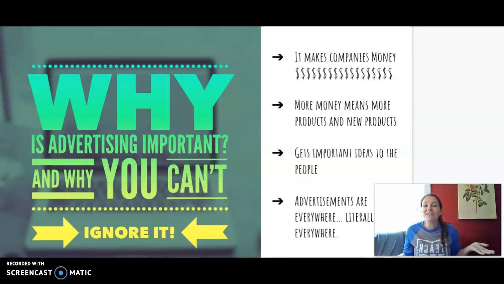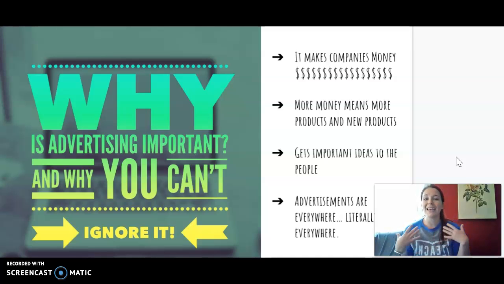So, why is advertising important and why can't you ignore it? Like I said, it's everywhere. These companies, they want to make money. If I wanted to have a company, I would show everybody, this is my product and this is how cool it is. The more money a company has means the more products they can make, and even new products like Nike. We don't want to wear the same shoe over and over, but if they want to make a new shoe, they have to have the money to do it.